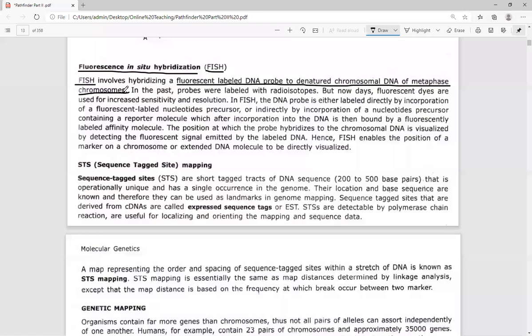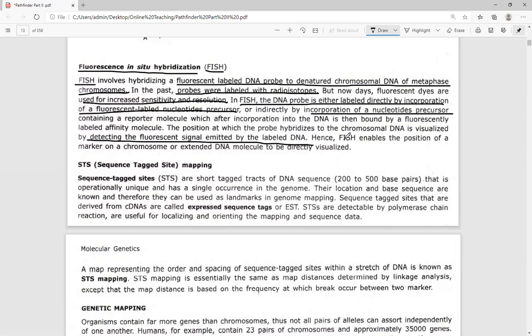In the past, probes were labeled with radioactivity. But nowadays, fluorescence dyes are used for increasing sensitivity as well as resolution. In fluorescence in situ hybridization, the DNA probe is either labeled directly by incorporating a fluorescent labeled nucleotide precursor molecule, or by incorporating a nucleotide precursor molecule. The portion at which the probe hybridized to the chromosomal DNA is visualized by detecting the fluorescence signal emitted by the labeled probe. The probes can be effectively identified by detecting the signals produced by the probe.